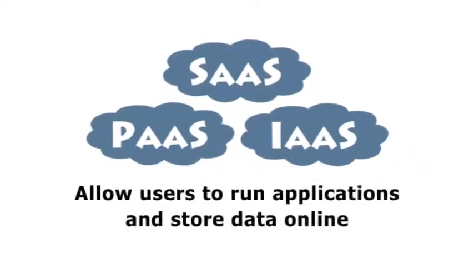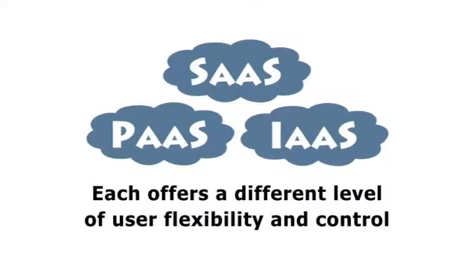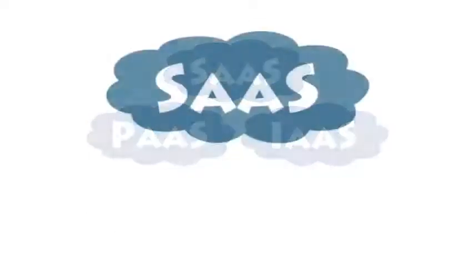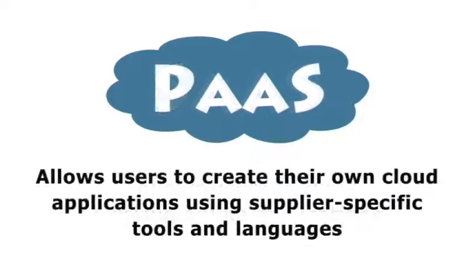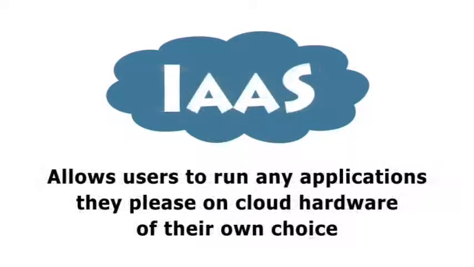All of these allow users to run applications and store data online. However, each offers a different level of user flexibility and control. In basic terms, SaaS allows users to run existing online applications. PaaS allows users to create their own cloud applications using supplier-specific tools and languages. And IaaS allows users to run any applications they please on cloud hardware of their own choice. Okay, that might right now still be as clear as stagnant pond water. So let's work through it again in more detail.